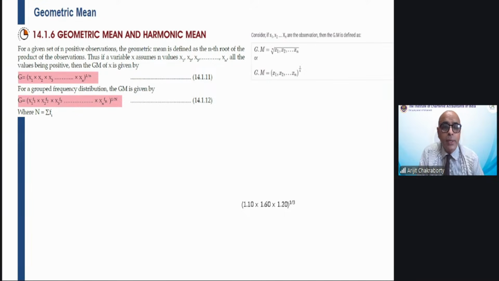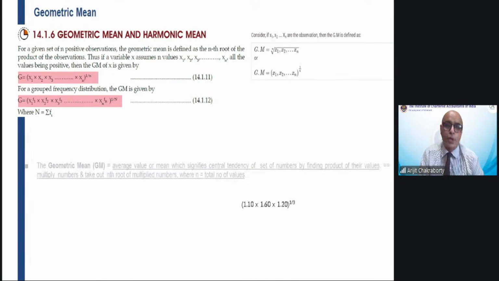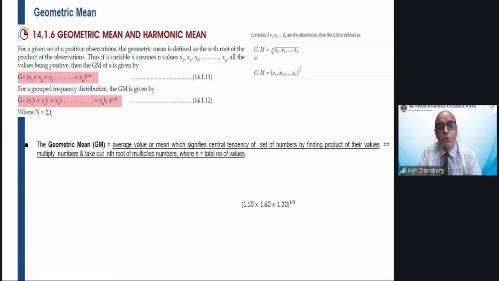Many of you, when you think about geometric progression, will see that geometric mean and geometric progression are based on the same foundation. So the geometric mean is definitely a measure of central tendency. Just like arithmetic mean, geometric mean is also a measure of central tendency. So it is the average value or mean which signifies the central tendency of a set of numbers. And here, what we do is we multiply all the numbers and then take out the nth root.